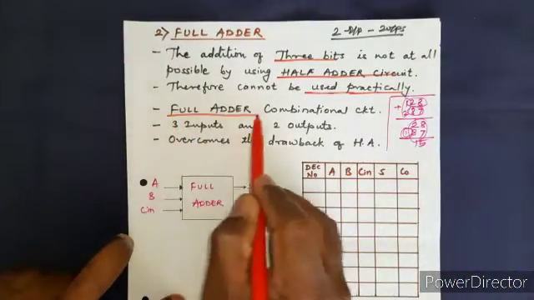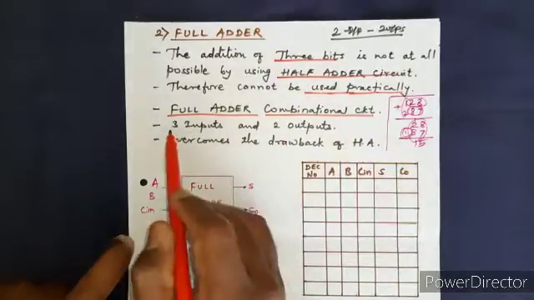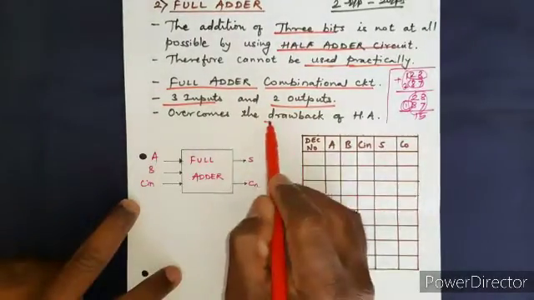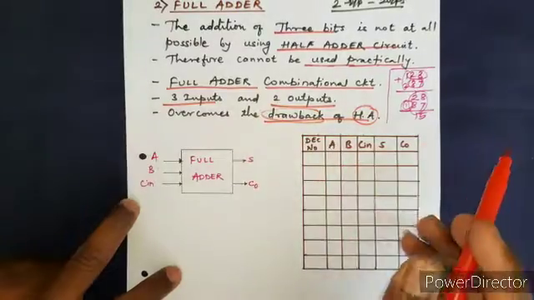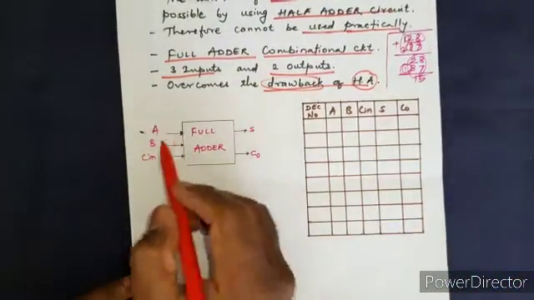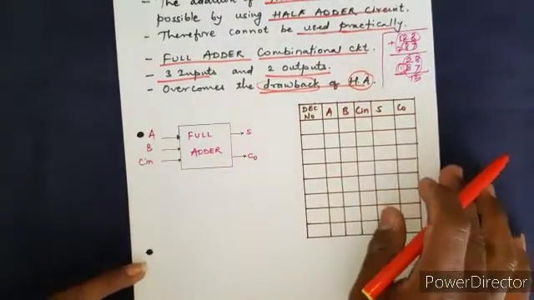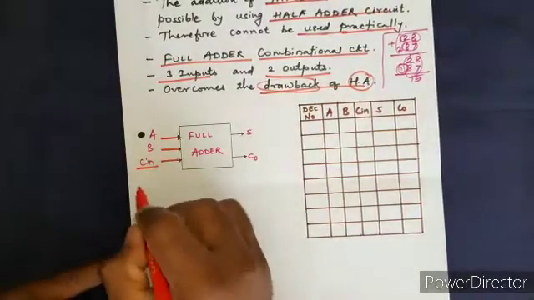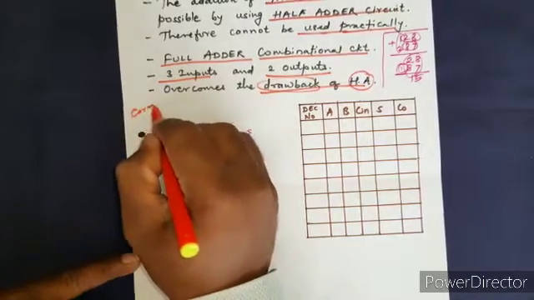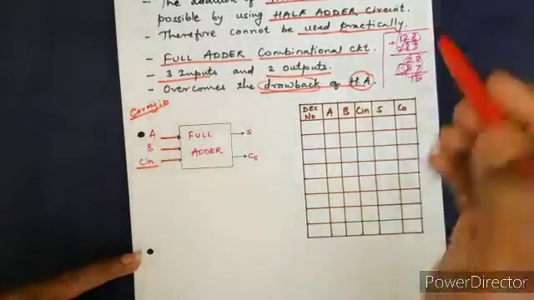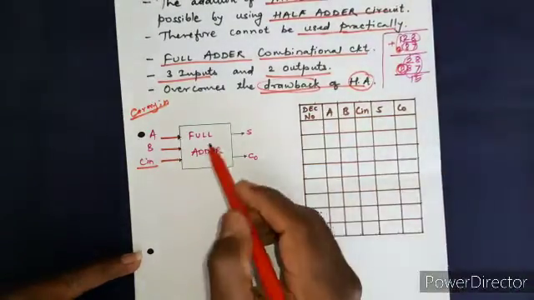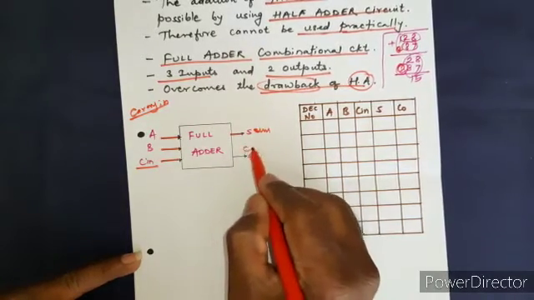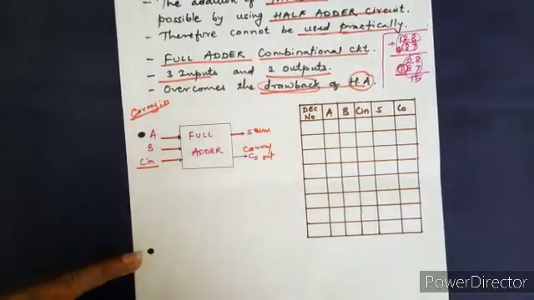Therefore we go for the full adder circuit, which is again a combinational logic circuit, which has 3 inputs and 2 outputs. This overcomes the drawback of the half adder. This is the block diagram of the full adder. It has 3 inputs A, B and C in, which is carry in. The third bit is the carry in, and it has two outputs: sum and carry out, the output carry.